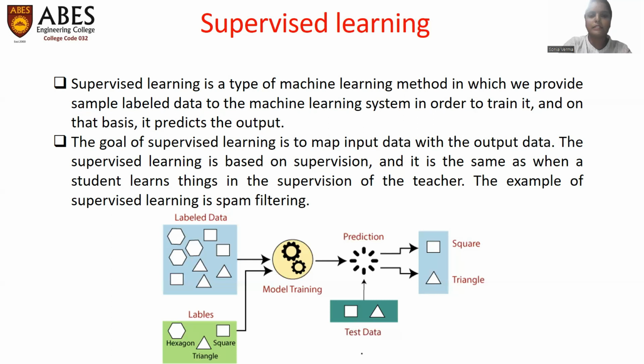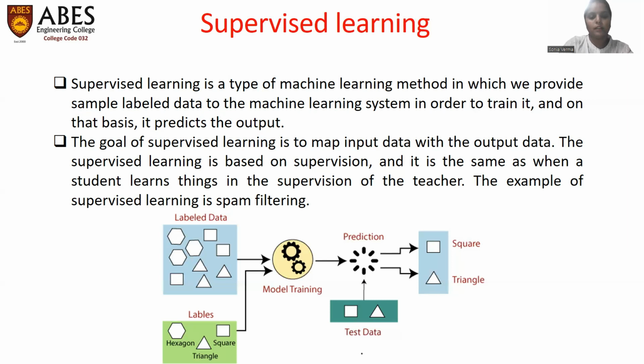Now the question comes: what is the goal of supervised learning? The goal of supervised learning is to map input data to the output data. Supervised learning is based on supervision. For example, a teacher teaches a student, and supervised learning works in the same manner, as when a student learns things under the supervision of the teacher. An example of supervised learning is spam filtering.